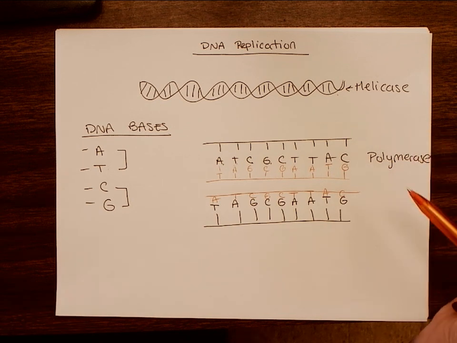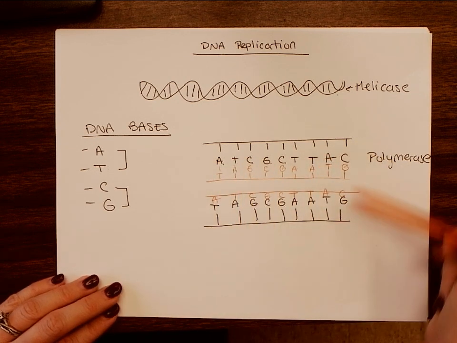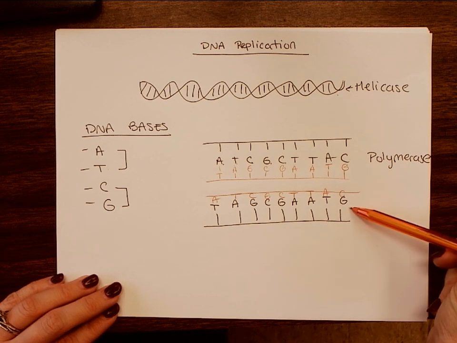Now, we like to call this semi-conservative, because if we see from our original strand, each new copy will have half of the original strand.